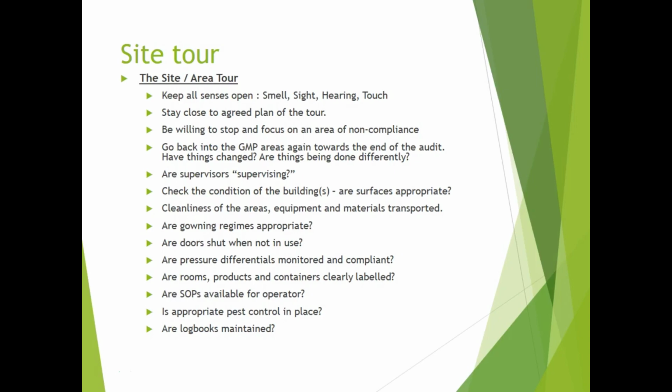You can go back to any GMP areas towards the end of an audit and have a look and see, have things changed or are things being done differently since you first visited that area. Look and see, are supervisors actually supervising, and check the conditions of the building. Look for surface contamination, housekeeping, things like that, cleanliness of the area. Are gowning regimes appropriate? Are doors shut when not in use and pressure differentials monitored? Are all rooms, products and containers clearly labelled? Are SOPs available for operators? Is appropriate pest control in place? And are logbooks maintained and easily accessible within the areas that are visited on the site tour?